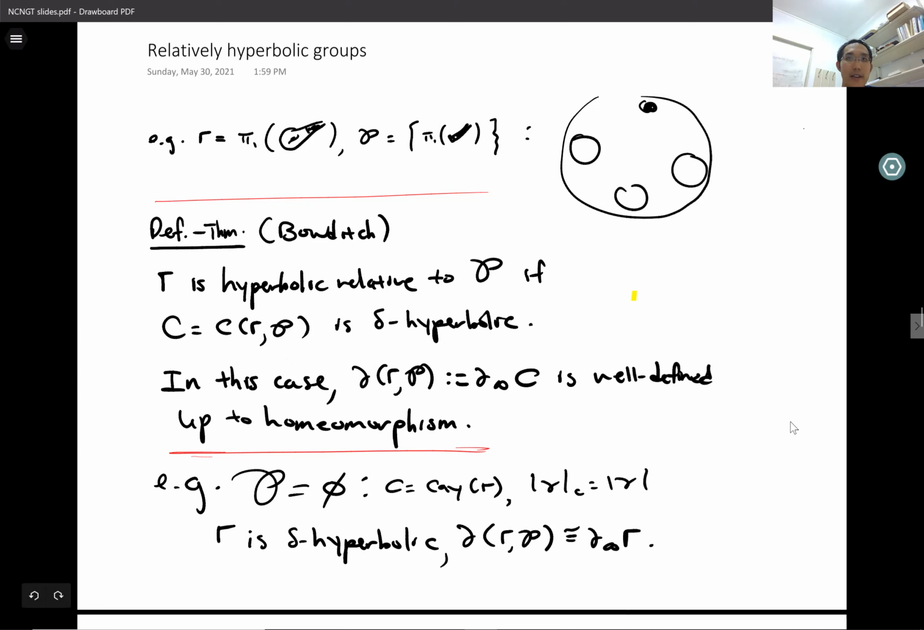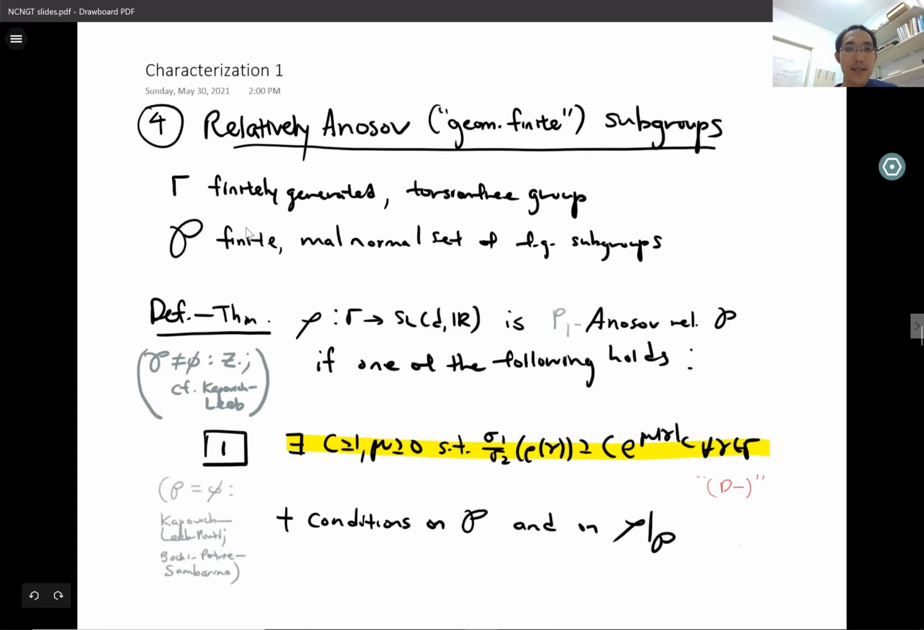So those are all the characters in the story. And now we're going to throw all of them together and have them do stuff for us. More precisely, we're going to use relative hyperbolicity and singular values and boundaries to define our nice class of discrete subgroups of SL(d,R), which described our earlier examples. So here we go. Gamma is again going to be a finitely generated torsion-free group. Curly P is a finite malnormal collection of finitely generated subgroups of gamma, which we'll continue to call the peripheral subgroups.